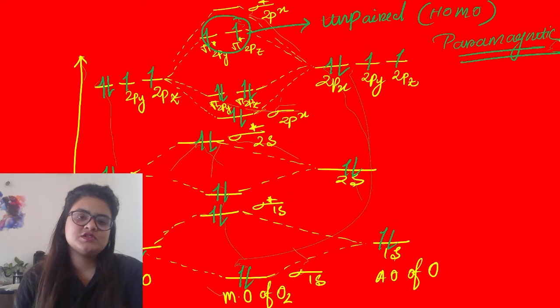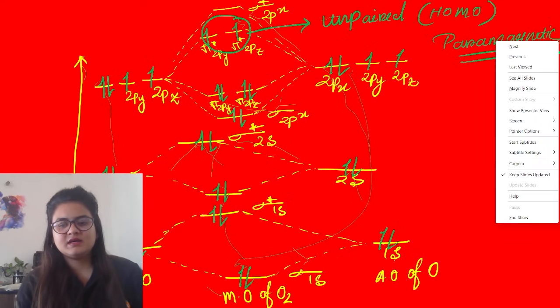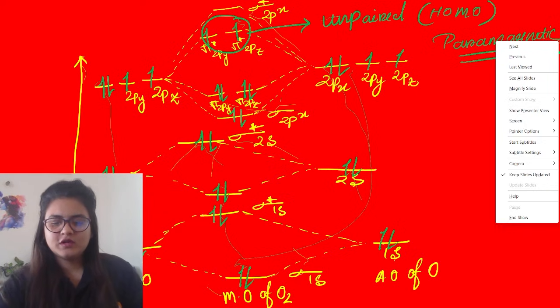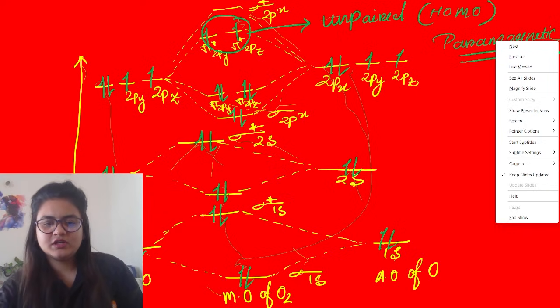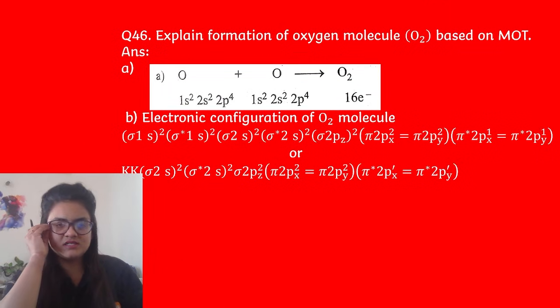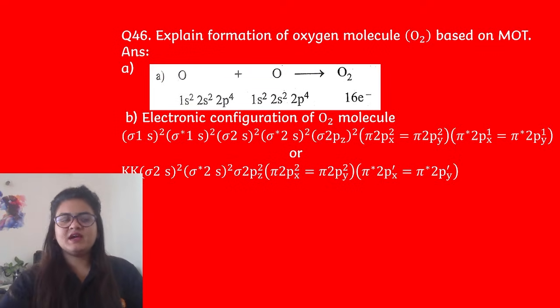Okay, so this is how you should represent. I guess it's clear. This is the complete diagram for the MO, and you can just write down the electronic configuration on the basis of this. Okay, so here sigma 1s2, sigma star 1s2, like that. You can see here it is written the number of electrons thus occupied. Okay, the same thing I drew over there. I guess it's clear now.